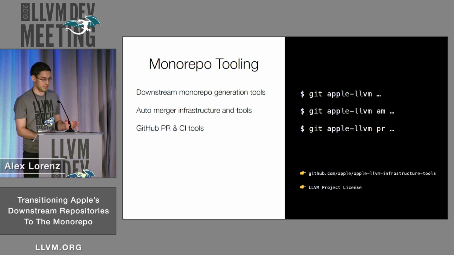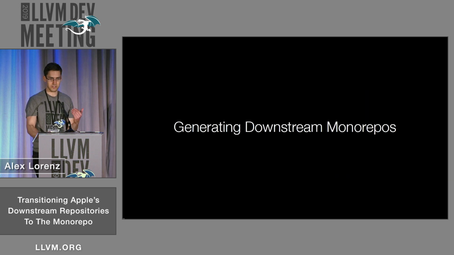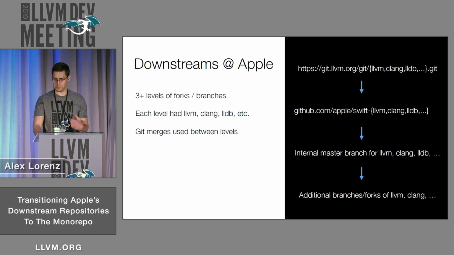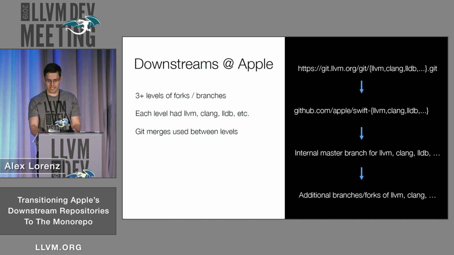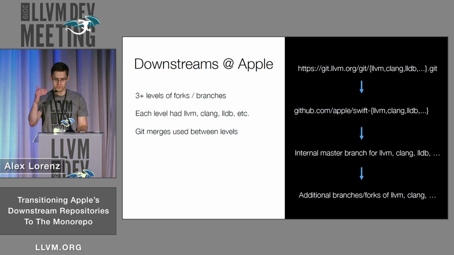But before I go into the details, I'd like to give you a little bit of context about our downstream landscape, so to speak. Our downstream landscape is more like a minefield. We have 3 downstream levels, and it actually goes way deeper than that, but that's all I can show you. Each level had different forks of LLVM and clang, and it was the regular kind of downstream workflow where each up level used git merge to merge downstream.